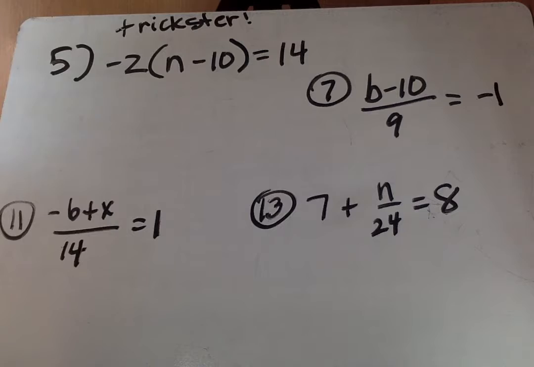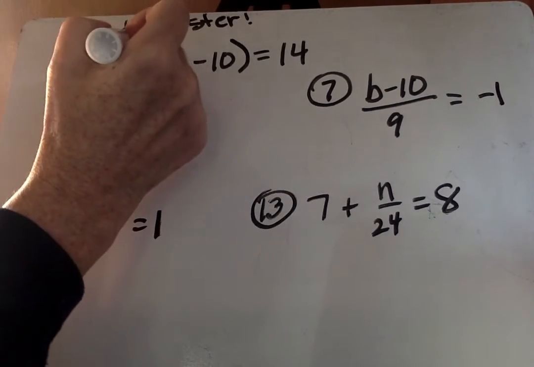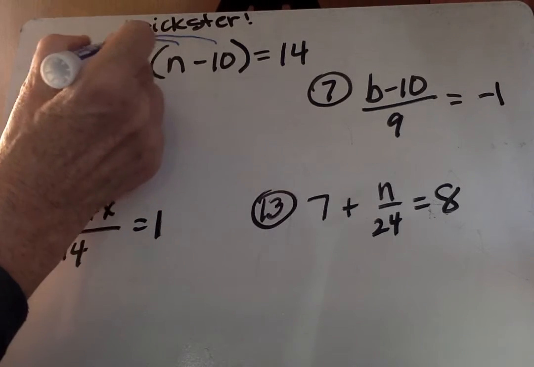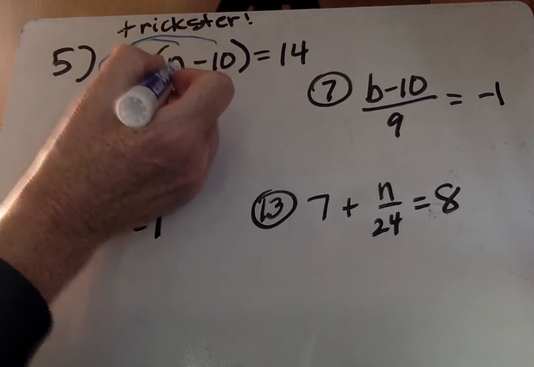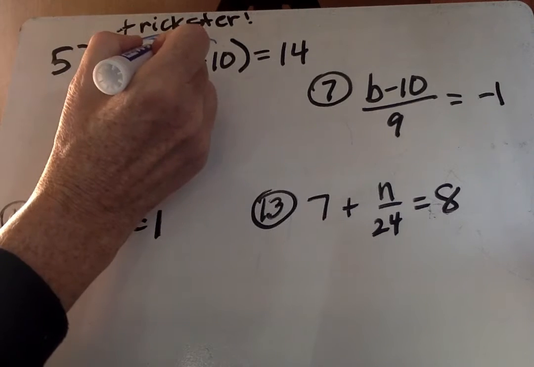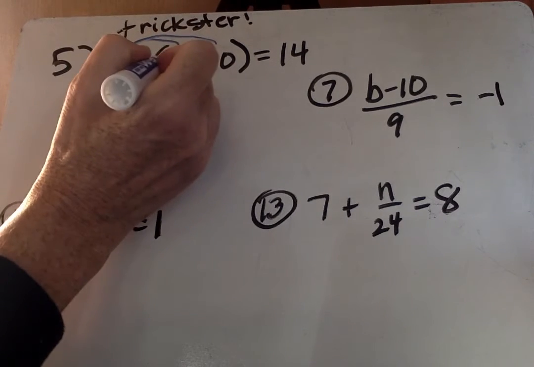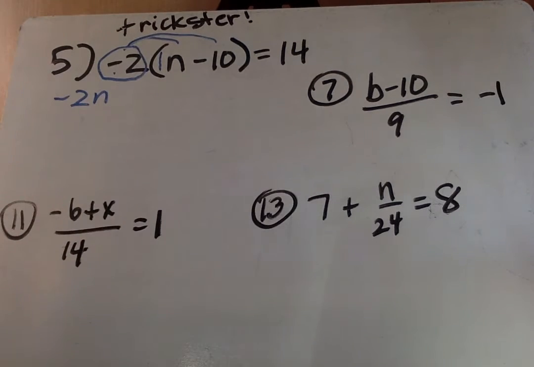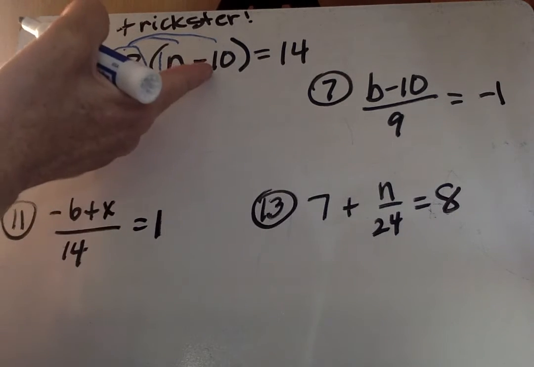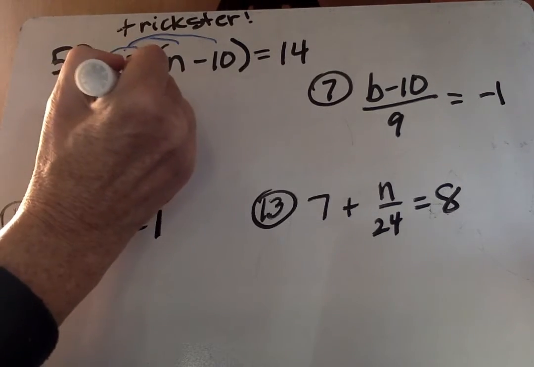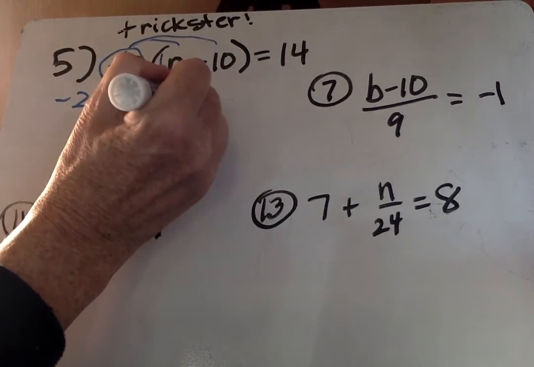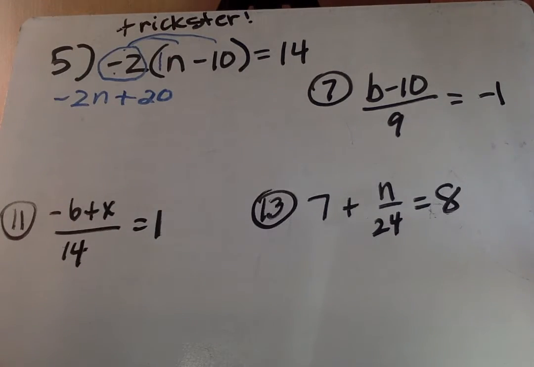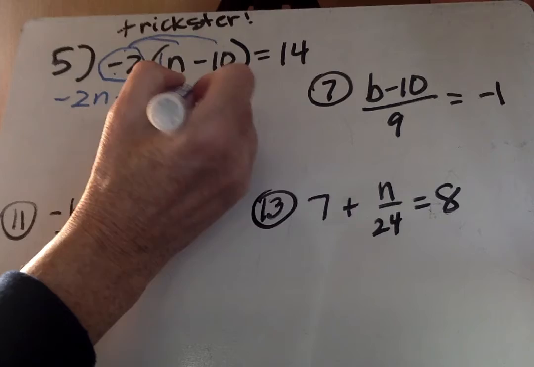Number 5 is a little bit of a trickster. Now, we're going to draw our arches here. Why do we draw our arches? Because it says we have to take -2, multiply with n. When nothing is in front, we can put a 1 there and say -2 times 1 would be -2n. Then I say -2 times -10, +20. That's the trickster part. You have to multiply both of these inside the parentheses. Remember the distributive property, and that equals 14.